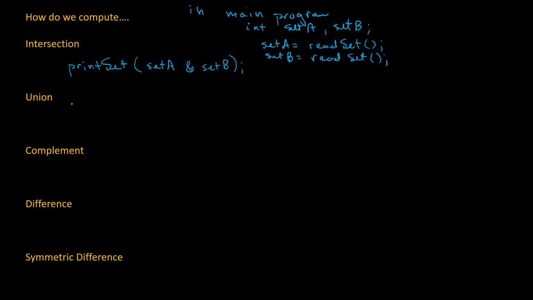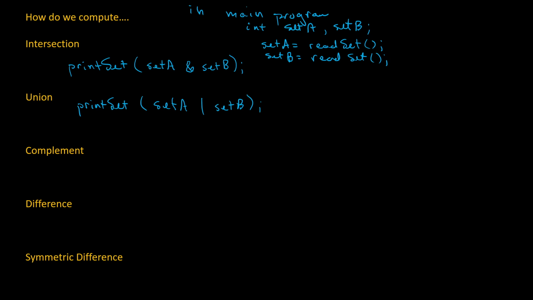How about union? If intersection is and, union is or. Well, we could do set B first. It doesn't really matter. Bitwise again, because I want each individual pair of bits. So bit 0 compared to bit 0, bit 1 compared to bit 1, etc. So I want that kind of comparison there.